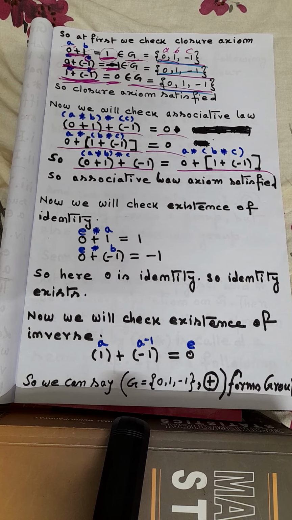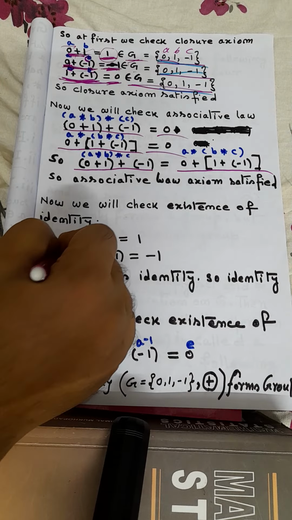Now we will find the existence of the identity. So we can see here that if we add 0 with 1, what we will get?